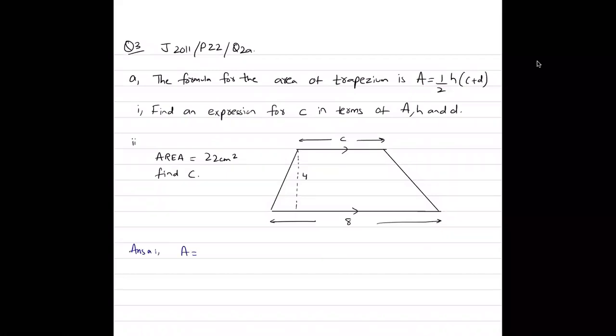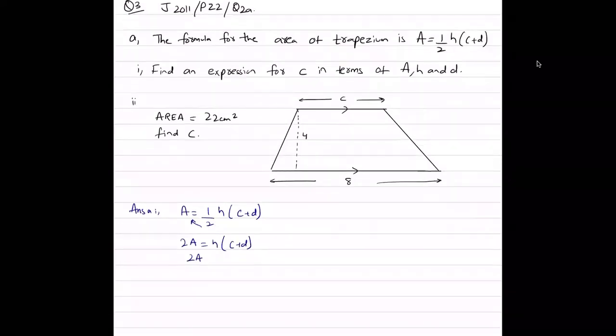So starting with the area formula, that is half times H times C plus D. So you're going to multiply this 2 with A. So it's going to be 2A equals H times C plus D. You can divide by H on the other side. So that is going to be 2A upon H equals C plus D, and C is going to be 2A upon H minus D.